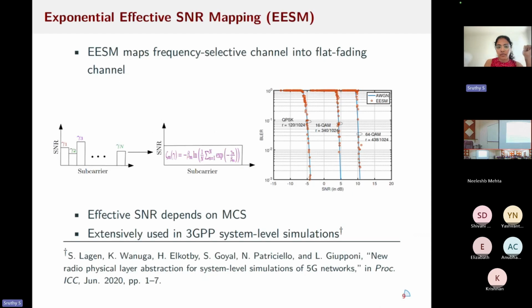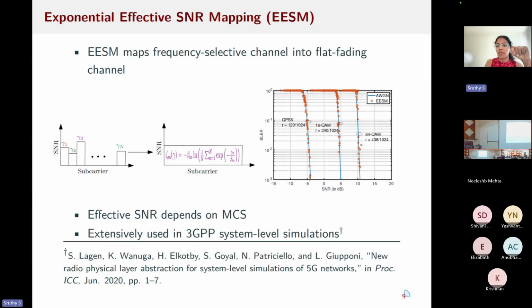In this, or EESM. EESM maps a frequency selective channel into a flat fading channel. We map a vector of SNRs into an equivalent SNR in an AWGN channel that results in the same block error rate. To verify EESM, we are plotting block error rate as a function of SNR for different modulation encoding schemes.